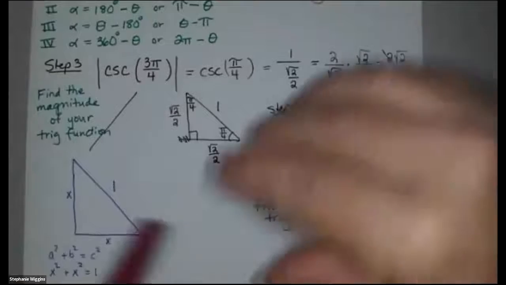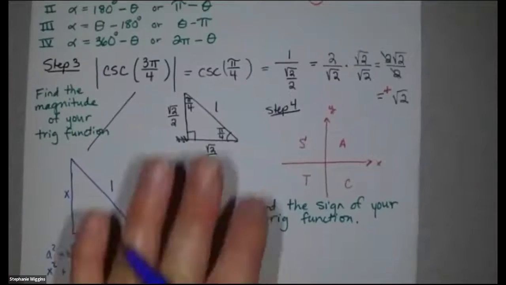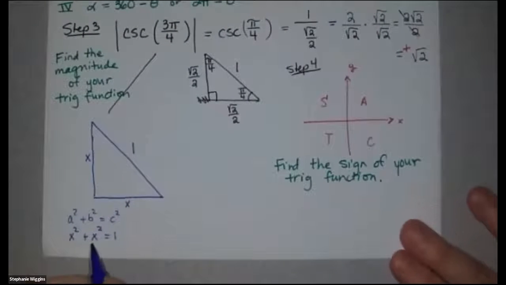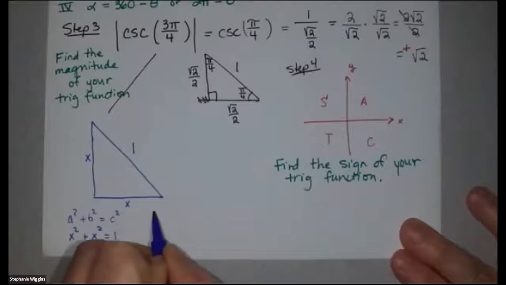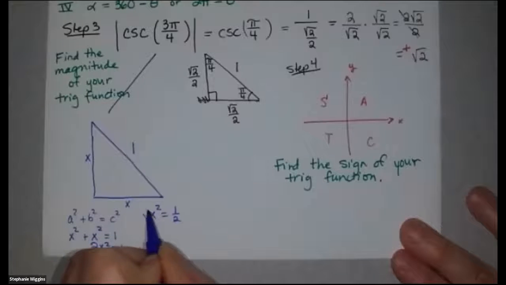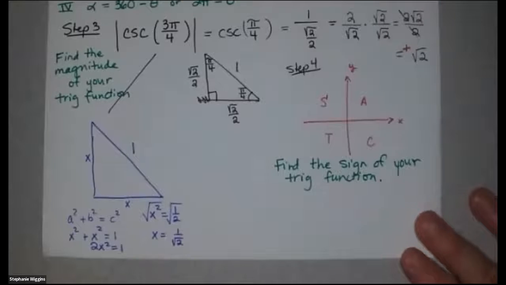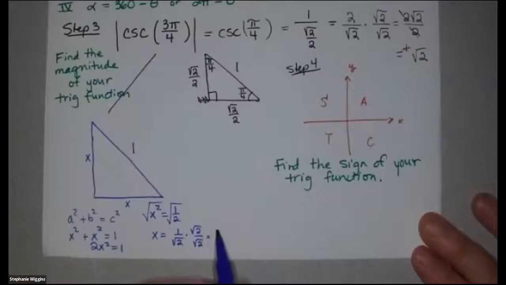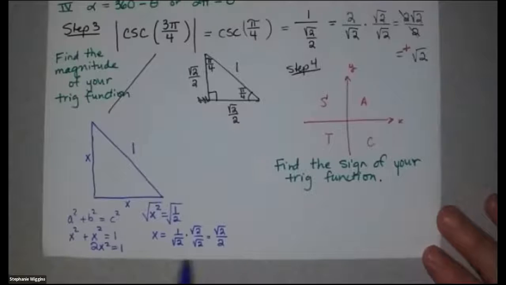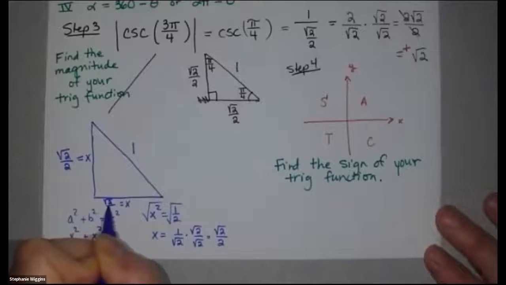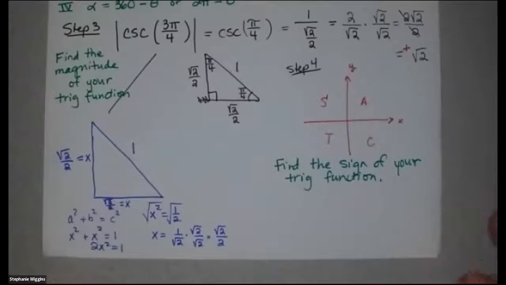My paper keeps bumping into this projector thing, so it's hard to, okay. So if I solve this, I get 2x squared equals 1, x squared equals 1/2, and then I take the square root of both sides and I get x equals 1 over the square root of 2, which if you rationalize the denominator, you get the square root of 2 over 2. So that means that this side is square root of 2 over 2, and this side is also square root of 2 over 2. Because it's isosceles, the two sides are the same, okay? So that's one triangle that you're going to reference.